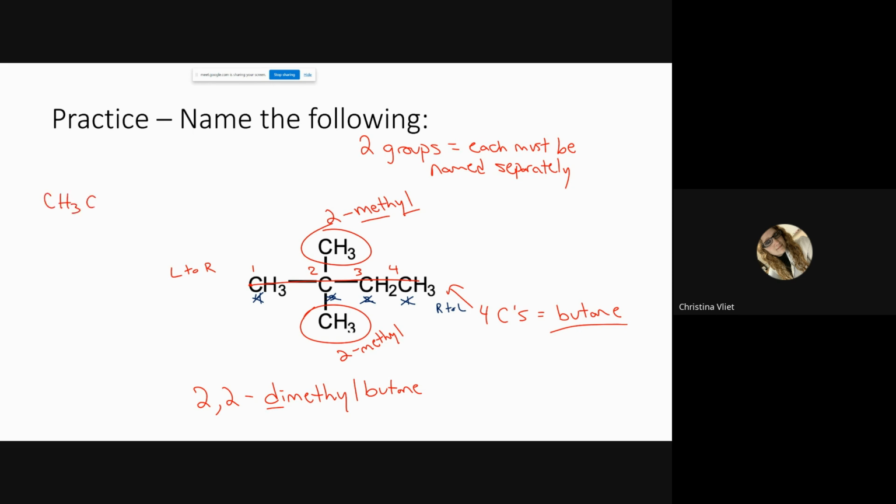Right. So what if you have this? I'm just going to bring this up because this exists. This is a methyl on carbon 2. This is a methyl on carbon 3. What I've just drawn up here is 2,3-dimethylbutane.